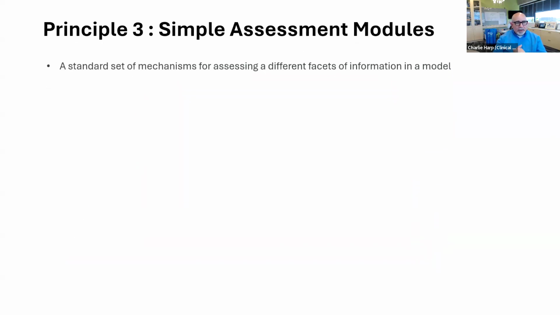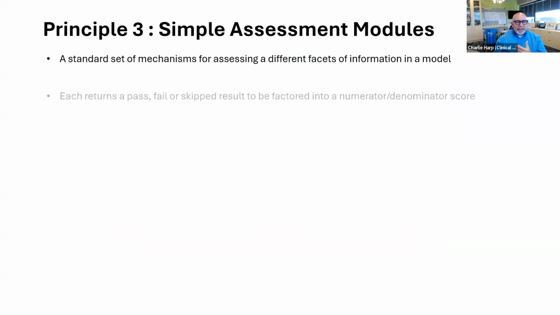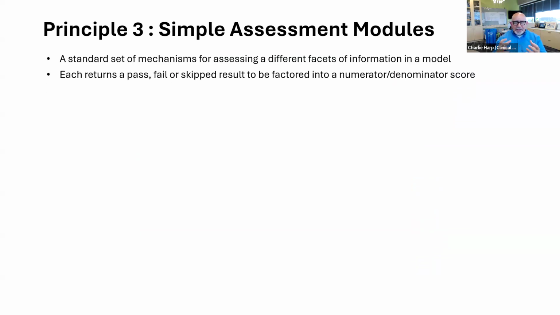So the next thing is this concept called a simple assessment module. A simple assessment module is essentially a little mechanism that does a thing. You give it a facet of the model, whether it's an attribute, a data class element, or the entire model, and it returns a simple: it passed the test, it failed the test, or I didn't perform the test because it didn't meet the conditions of the test. That allows us to take the output of these assessments and do a simple numerator denominator score. So once again, we try not to be too fancy. We try to say I did 1,000 tests on this data. It passed 900 of those tests.